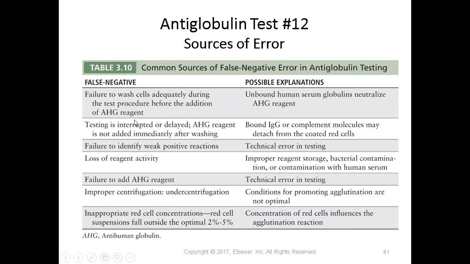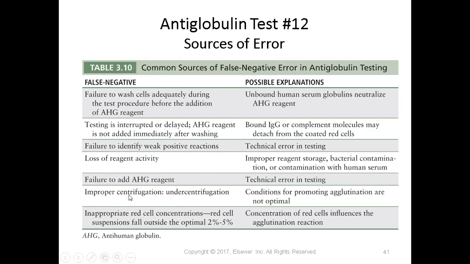We could get a false negative if our testing is interrupted or delayed, if the AHG isn't added immediately after washing. It could look like a false negative if we're not identifying weak reactions, and this would be a technical error in our reading. Our AHG lost its reactivity, due to improper storage or contamination. As mentioned before, maybe we did not add AHG reagent. That's another technical error related to our testing.